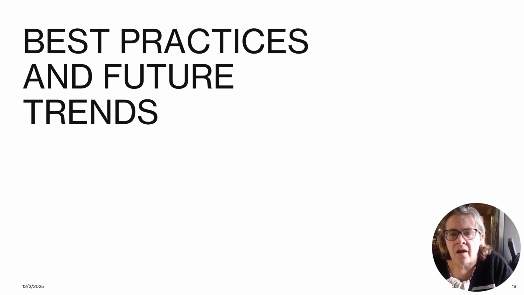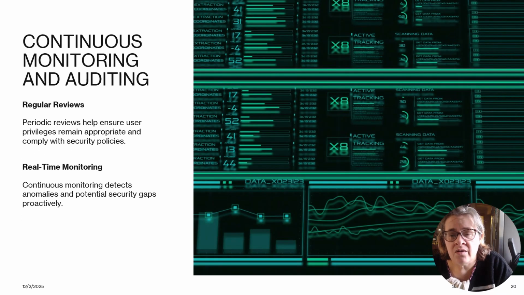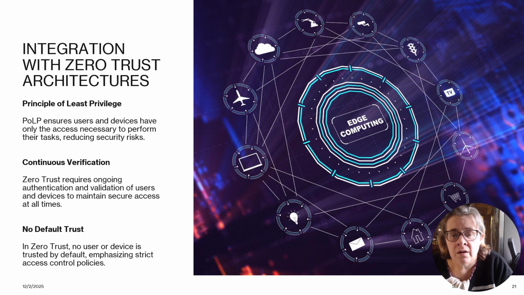This final section highlights ongoing monitoring integrated with zero trust models and emerging technologies shaping the principle of least privilege. Regular reviews and real-time monitoring ensure privileges remain appropriate and help identify potential security gaps proactively. The principle of least privilege is a cornerstone of zero trust, where no user or device is trusted by default, and access is continuously verified and limited to the minimum required.